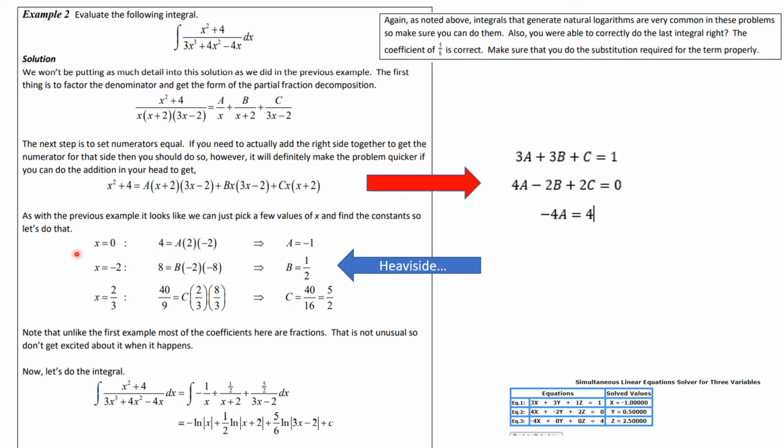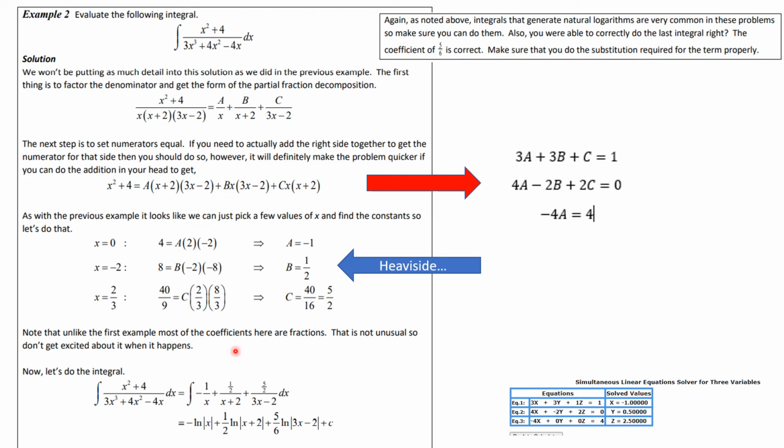Or you can set x equals 0, x equals minus 2, and x equals 2/3. This is the Heaviside technique, and conclude that a is minus 1, b is 1/2, and c is 5 over 2. By the way, you'll get the same answer if you solve those 3 equations and 3 unknowns yourself, but you're going to be doing that by hand. So keep that in mind.